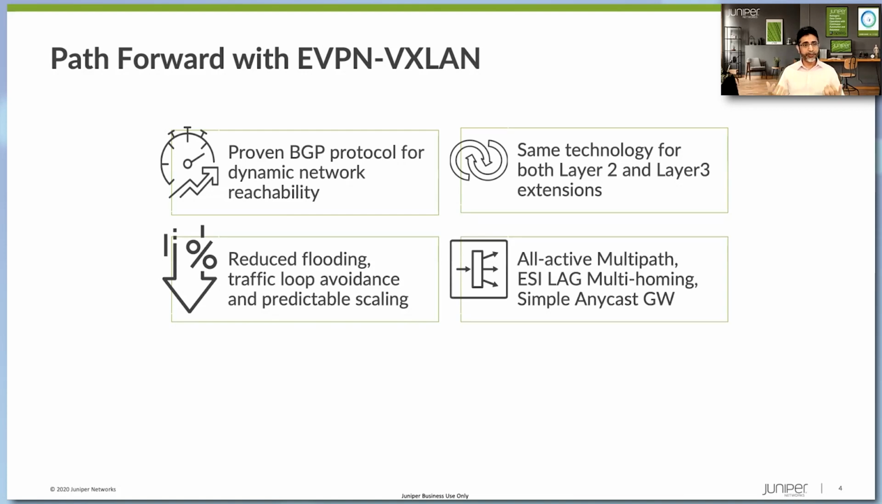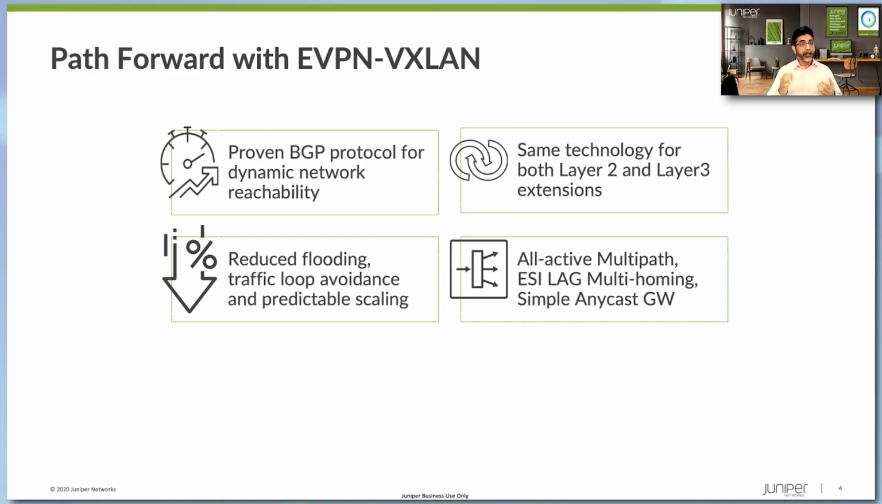And the beauty of EVPN is it comes with a lot of things built in that in the past needed their own protocol. So for example, you get all-active multipath. Now you don't have to block ports and worry about losing ports in your steady state. You can use all your links and do multipath and forward traffic on all links. ESI LAG, which basically offers you multi-homing, not only two routers or two switches, it can do more. It comes built in with EVPN.